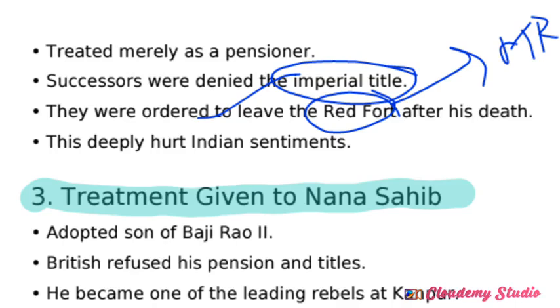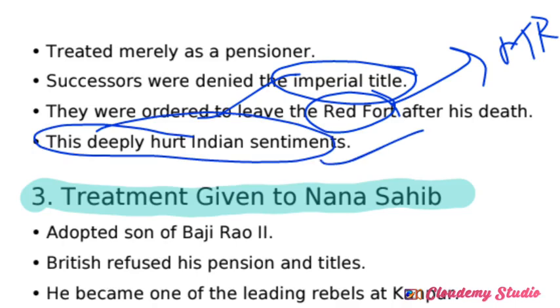So all these measures taken by the British deeply hurt Indian sentiments. Totally, they were dominating over the Indians. They hurt the sentiments of the Indians at that time. That's why they decided to raise a revolt against the British.